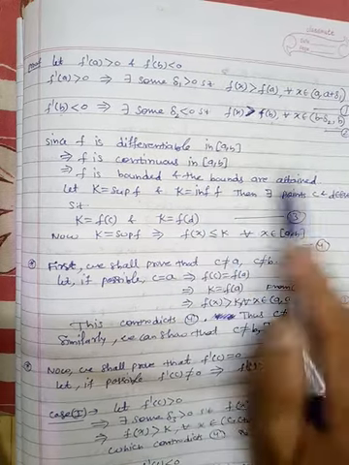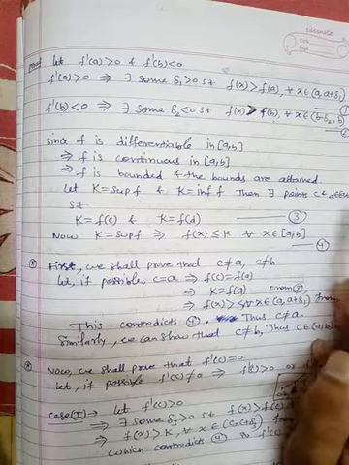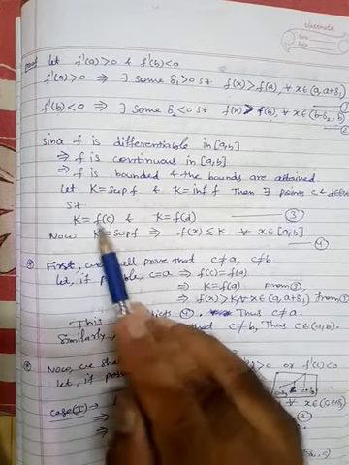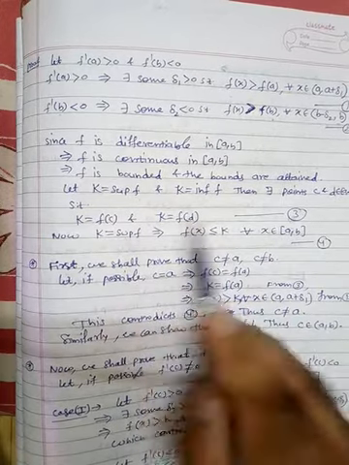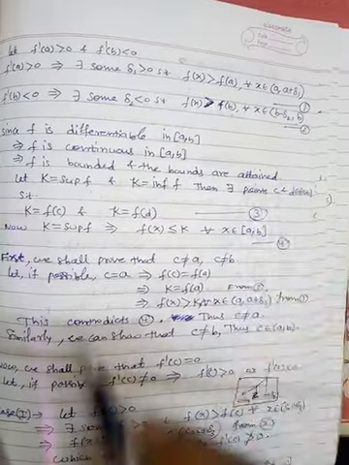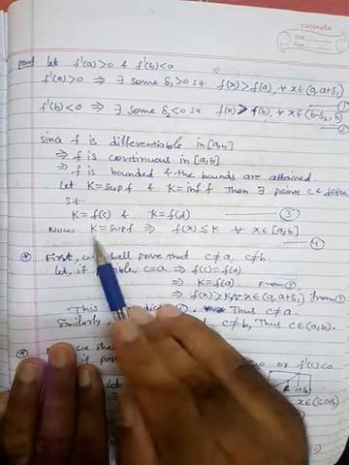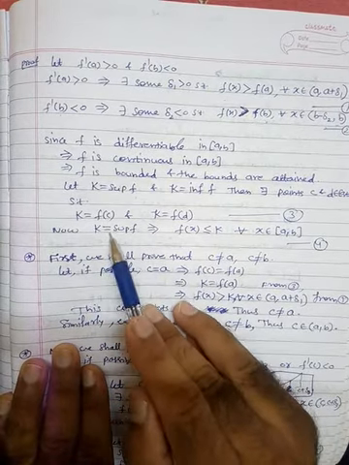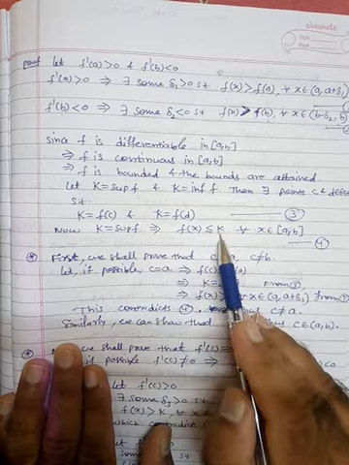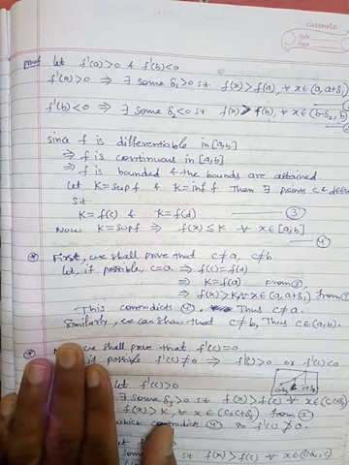Now because it is attained inside, there exist points C and D in the closed interval AB such that K is nothing but f of C and small k is nothing but f of D, and this C and D are in the interval AB, because both are attained, that's why. So now K is the supremum of f, then by the definition of supremum, f of x is less than or equal to K for all x belongs to AB.